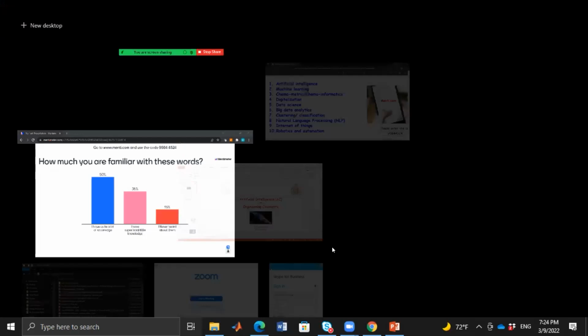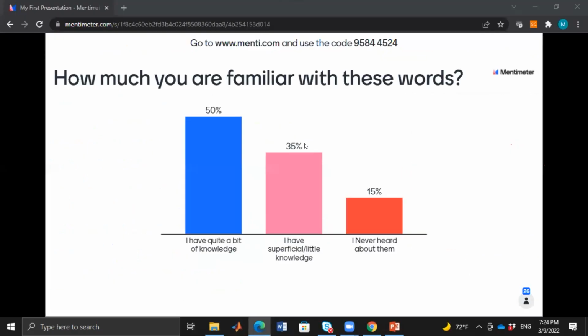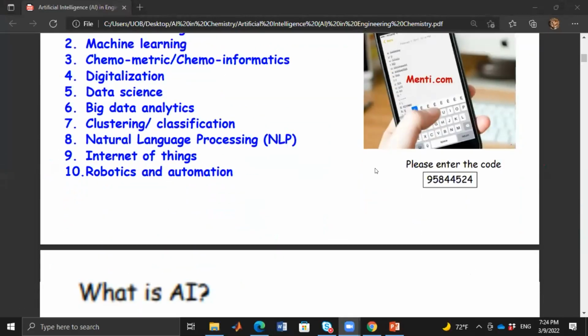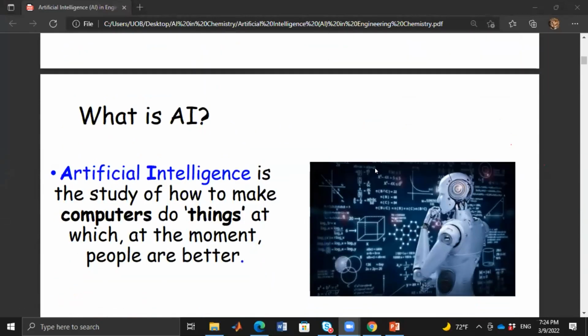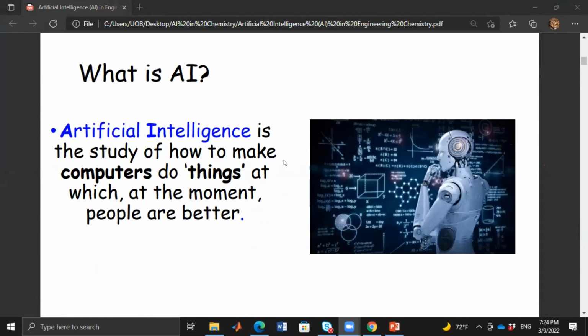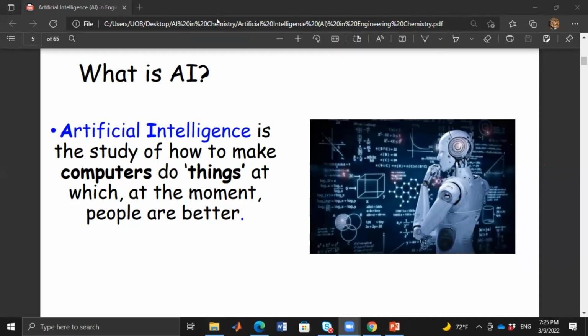Okay, so back to the slide here. What is AI? Let's first of all define what artificial intelligence is. If you look at the literature, there are many definitions of artificial intelligence available. The one that is really honest is this one: the study of how to make computers do things at which, at the moment, people are doing better. And as you can see here, we have the word things. So basically, things implies that we can use artificial intelligence for anything.